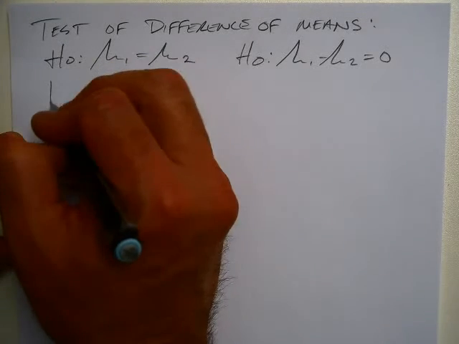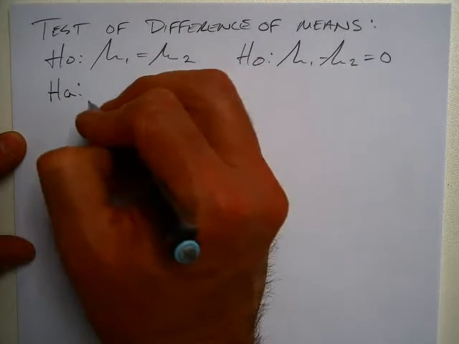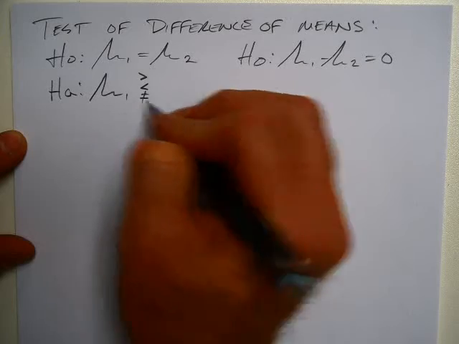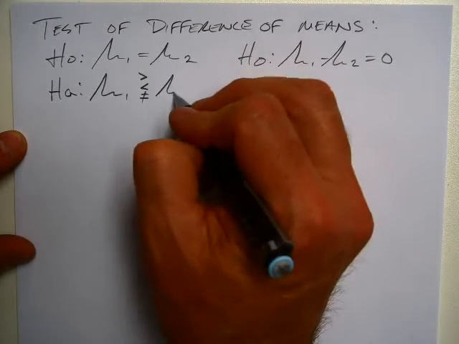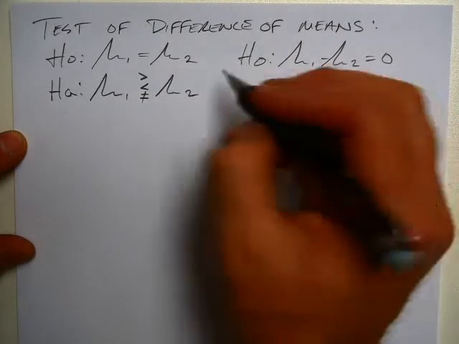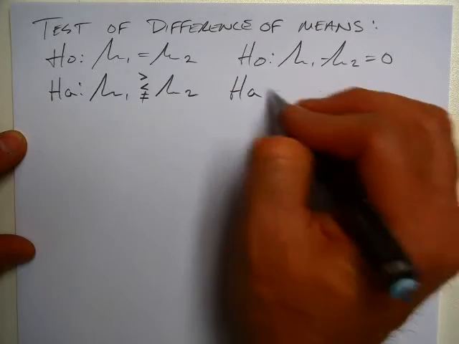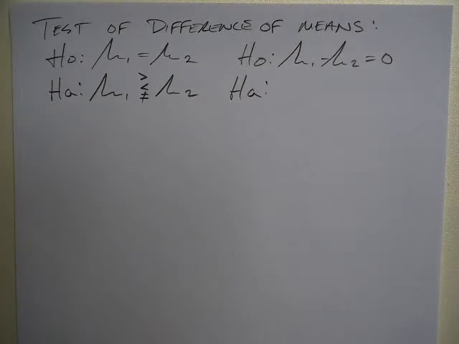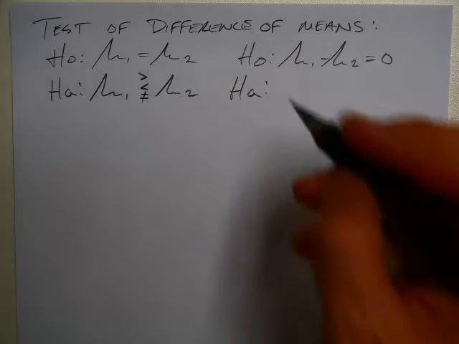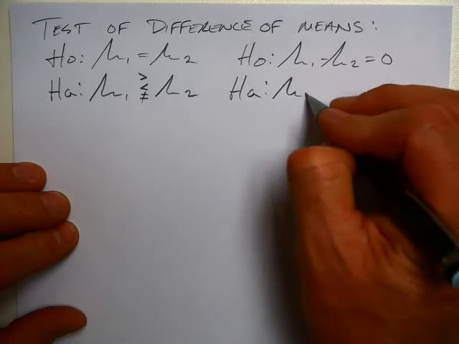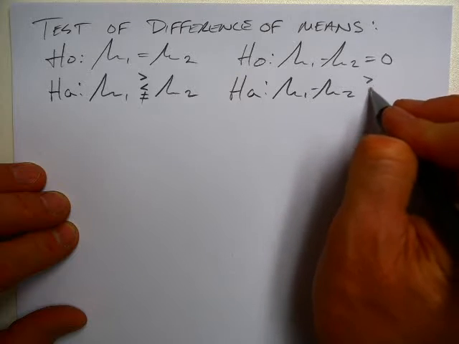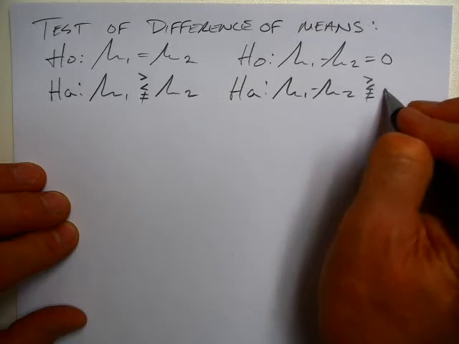No, there is an alternative. The alternative is going to be mu sub 1 is either greater than, less than, or not equal to, one of those three, mu sub 2. Or, if you write it the other way that the book seems to be putting it, I'm giving you this because I don't want you to look in the back of the book and wonder what that is. Mu sub 1 minus mu sub 2 is greater than, less than, or not equal to 0.